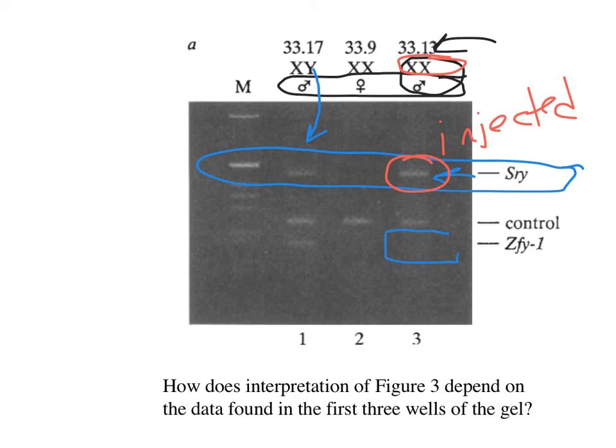There's no band there for ZFY, but there is one in a normal male, an XY male. So that's that presence or absence of the Y chromosome. Y chromosome there, no Y chromosome there. Have any questions about this figure? Or the mouse sex determination story, for that matter?